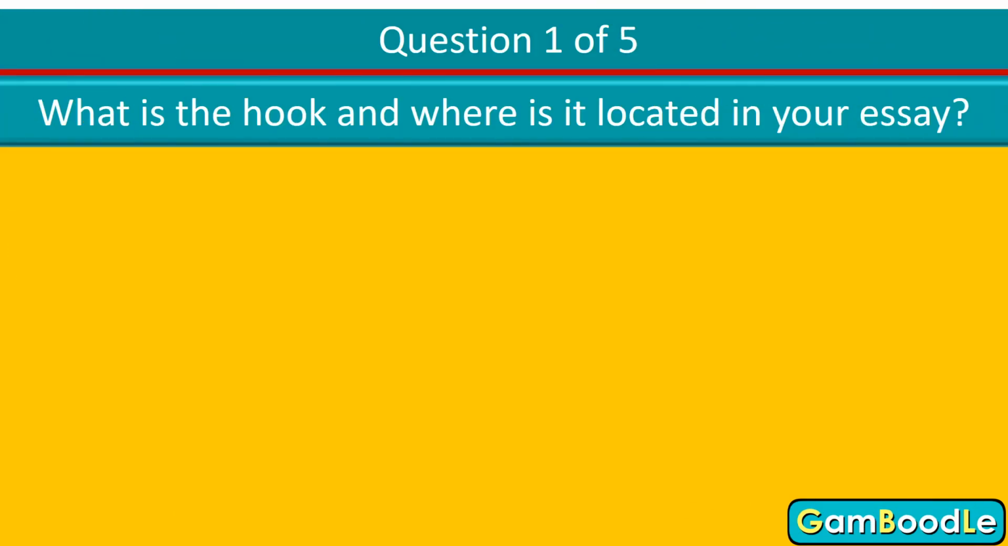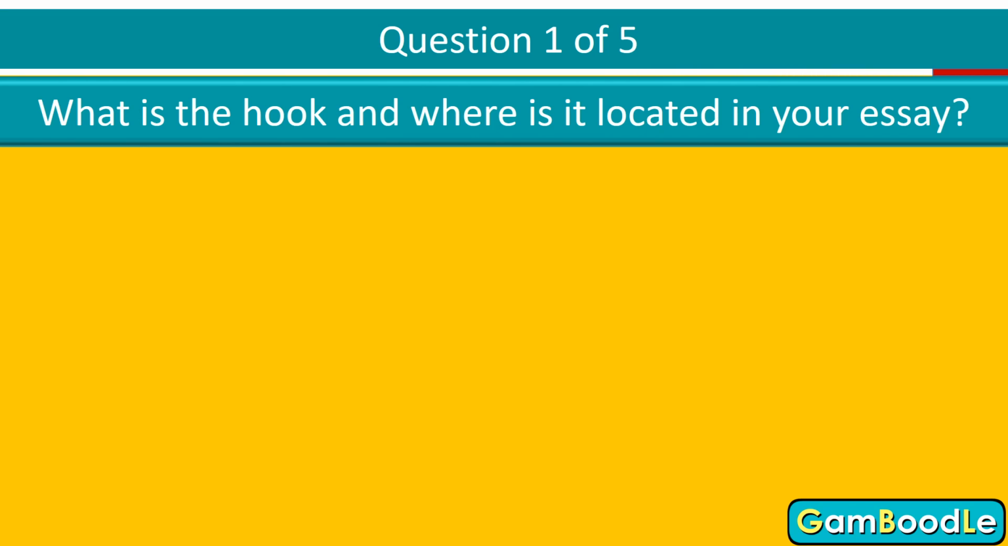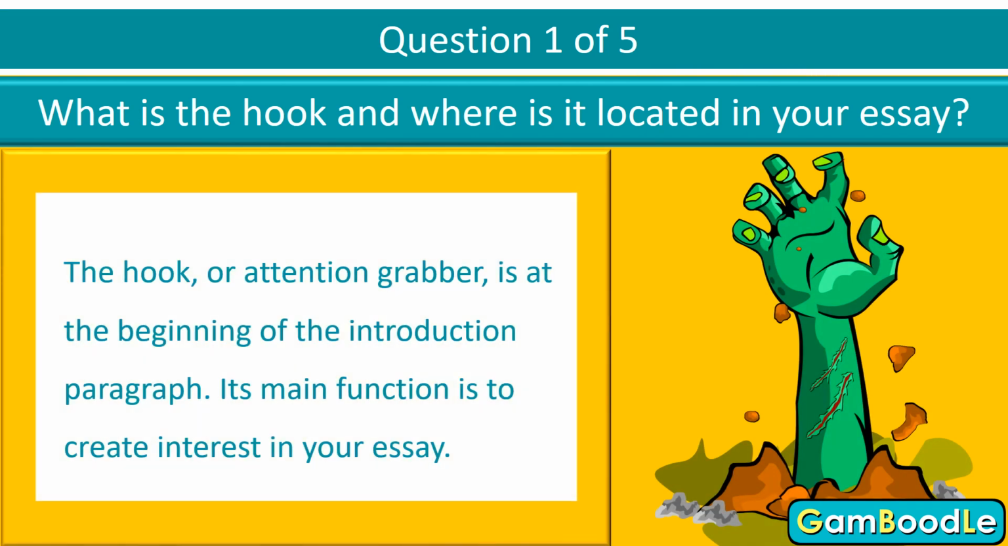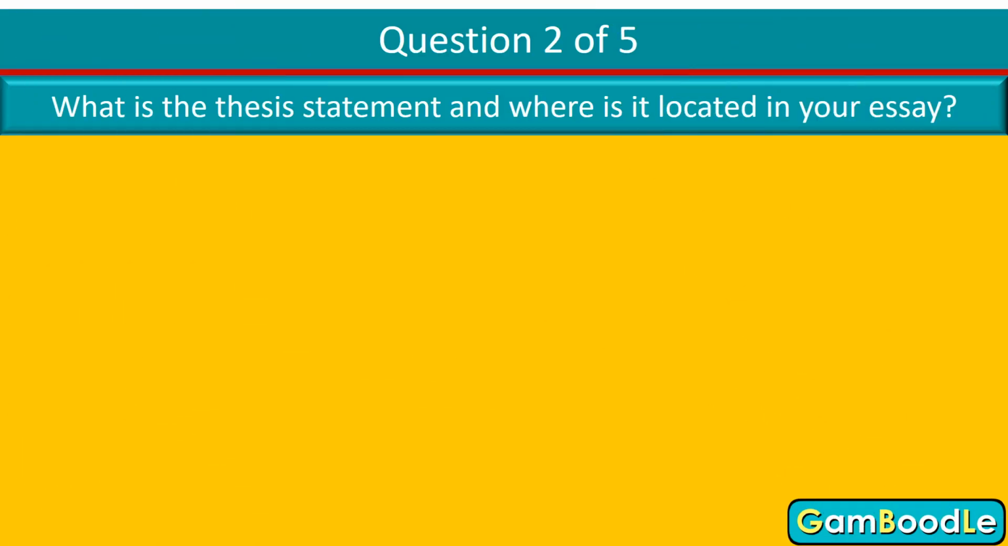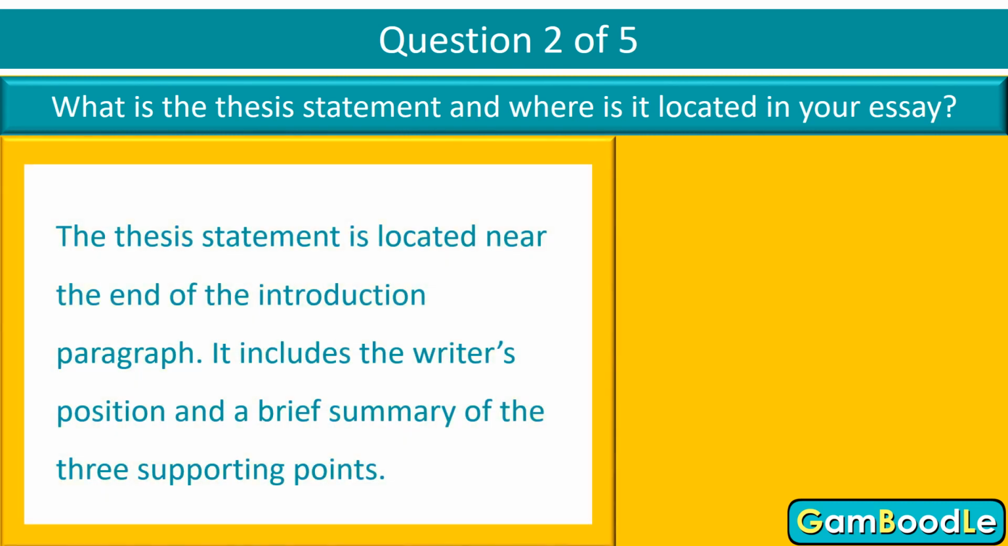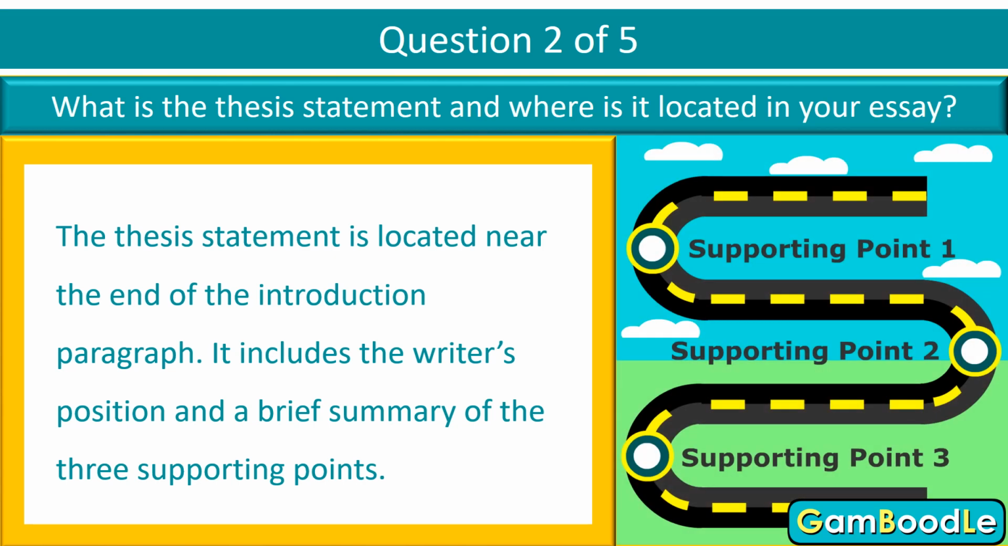Question 1. What is the hook and where is it located in your essay? The hook, or attention grabber, is at the beginning of the introduction paragraph. Its main function is to create interest in your essay. Question 2. What is the thesis statement and where is it located in your essay? The thesis statement is located near the end of the introduction paragraph. It includes the writer's position and a brief summary of the 3 supporting points.